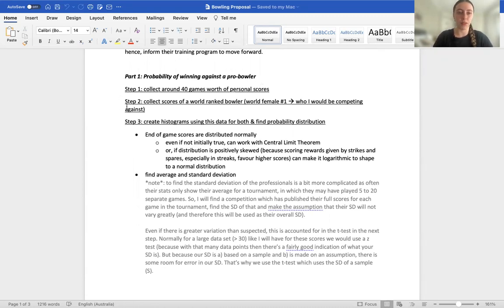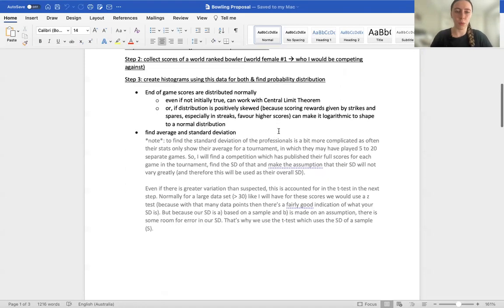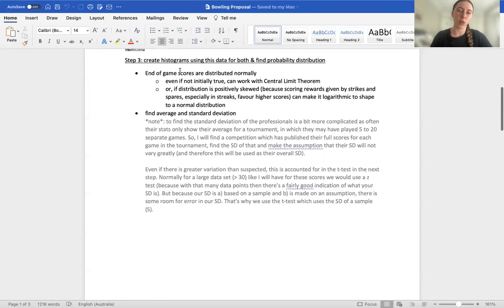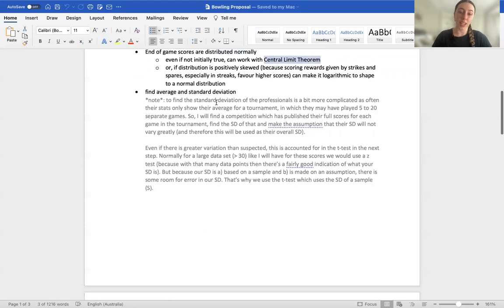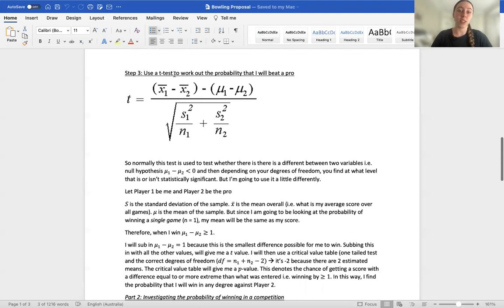I have all of these steps of how I'm going to create this score, how I'm going to collect this data. I'm going to collect this data from online. I'm going to create histograms to find the probability distributions. I think that they're going to be distributed normally, but even if they're not, then I'm going to work with the central limit theorem. So I'm already predicting what issues I could run into with my IA and figuring them out. I'm going to find the average and standard deviation. I'm then going to use a t-test to work out the probability that I'm going to beat the professional.